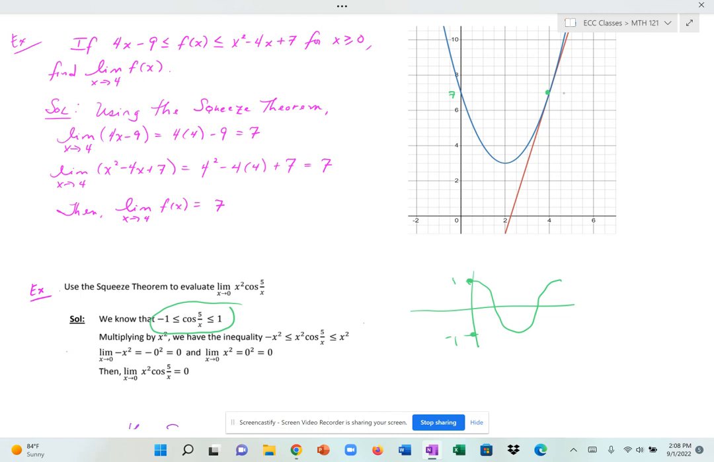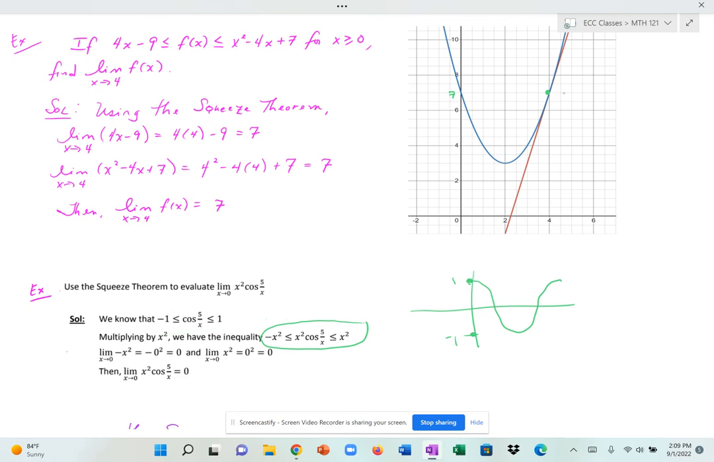But that's not what I'm trying to evaluate. I have this x squared there. So I'm going to take this inequality and multiply all three sides by x squared. So that means the negative 1 gets multiplied by x squared, the cosine gets multiplied by x squared, and the 1. So my new inequality is negative x squared less than or equal to x squared cosine of 5 over x less than or equal to x squared.